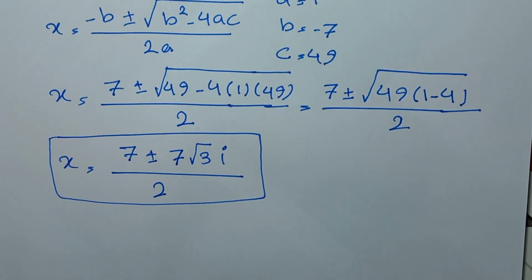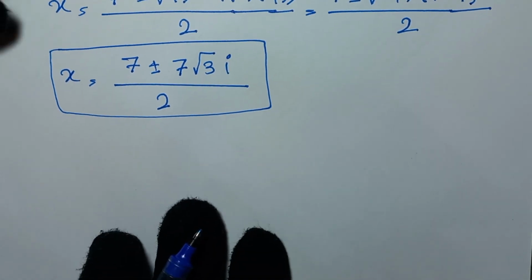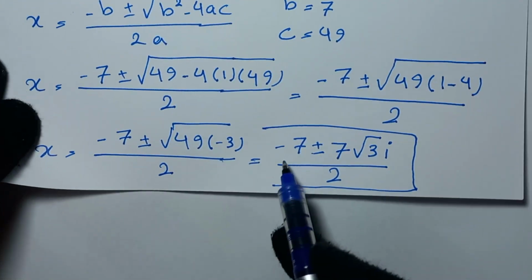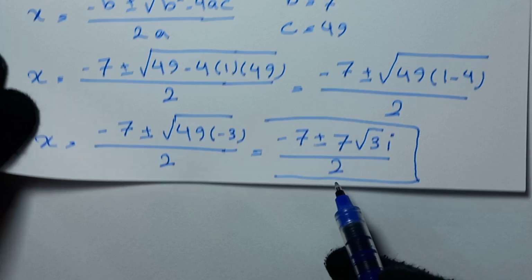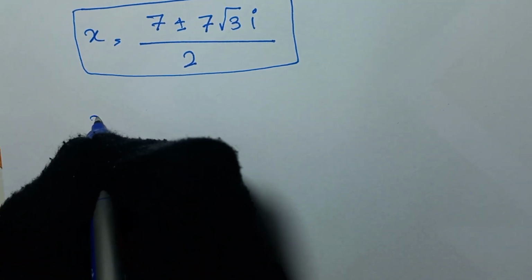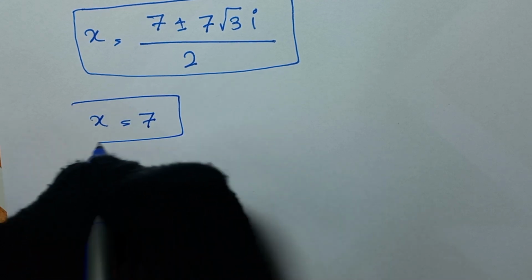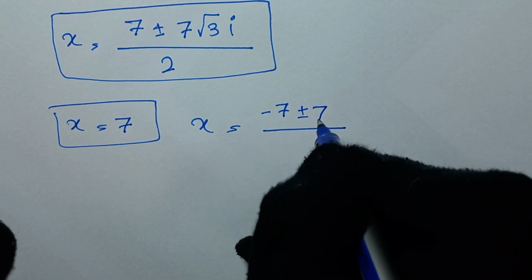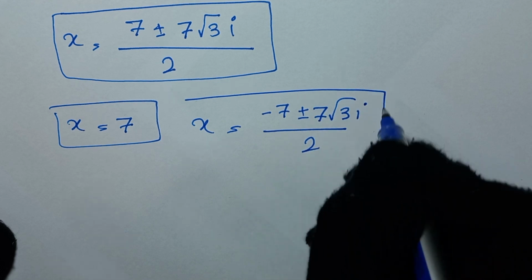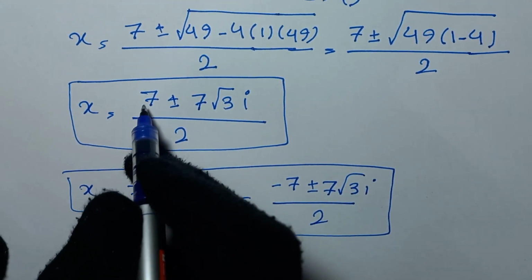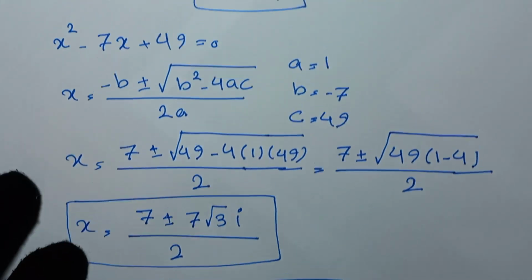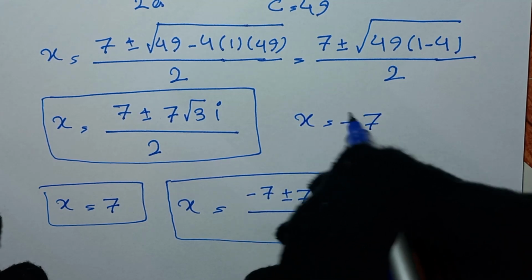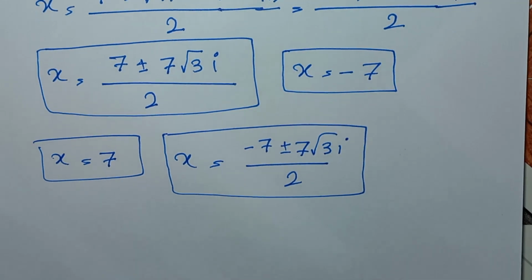So our final answer for this problem is: from here we have three solutions, 7 and negative 7 plus or minus 7 square root of 3i over 2. So we write here x is equal to 7 and x is equal to negative 7 plus or minus 7 square root of 3i over 2. And also here we have 7 plus or minus 7 square root of 3i over 2, and from here we have x is equal to negative 7. So we write here x is equal to negative 7. So we have 6 answers for this problem.